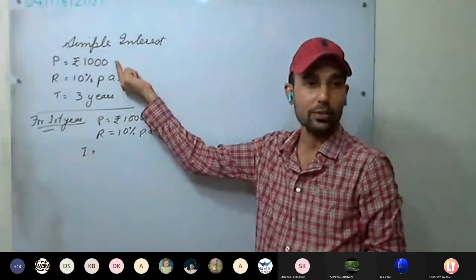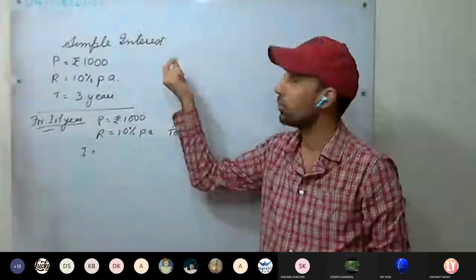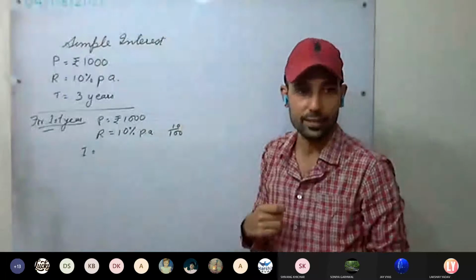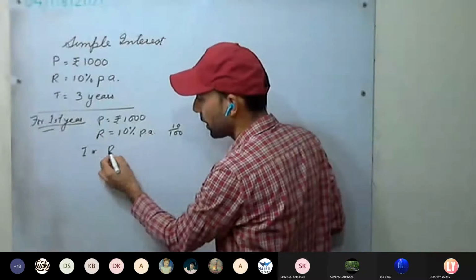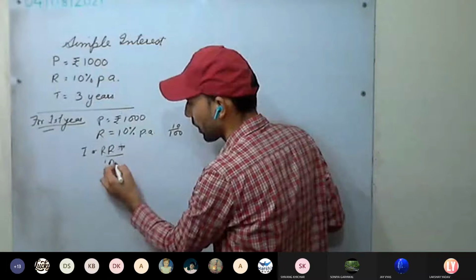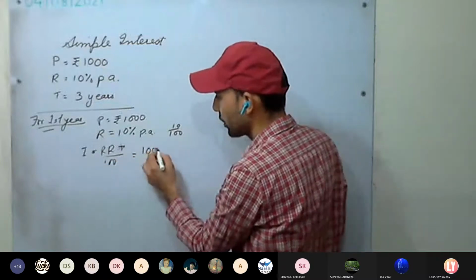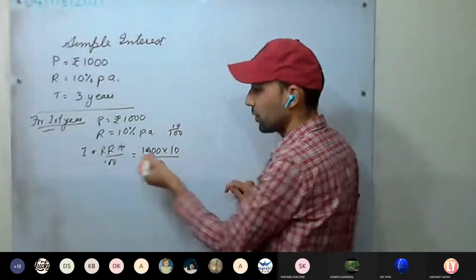So on 1000, how much will be the interest? 10 rupees is charged as interest for every 100, so for 1000 it will be rupees 100. So how do you calculate the interest? PRT upon 100, you have used the formula. Principal is 1000 rupees, rate is 10%, year is 1.